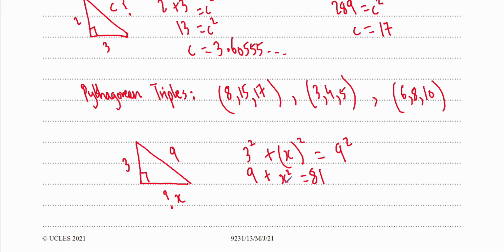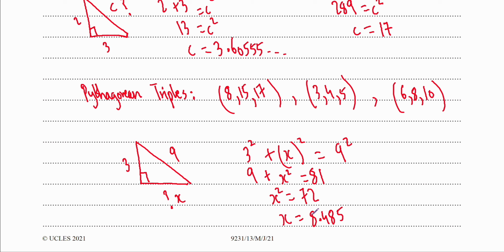Now what can we do? If you subtract 9 from both sides, then we're left with x squared is equal to 81 minus 9, which is 72. And now we can find the square root of 72 to give you x. So the square root of 72 is equal to 8.485. And that's the value of x. And you can see, this is still less than 9, which is the longest side. So you can always check that if it's not the hypotenuse, it will always be shorter than the hypotenuse, because the hypotenuse is the longest side of the triangle.